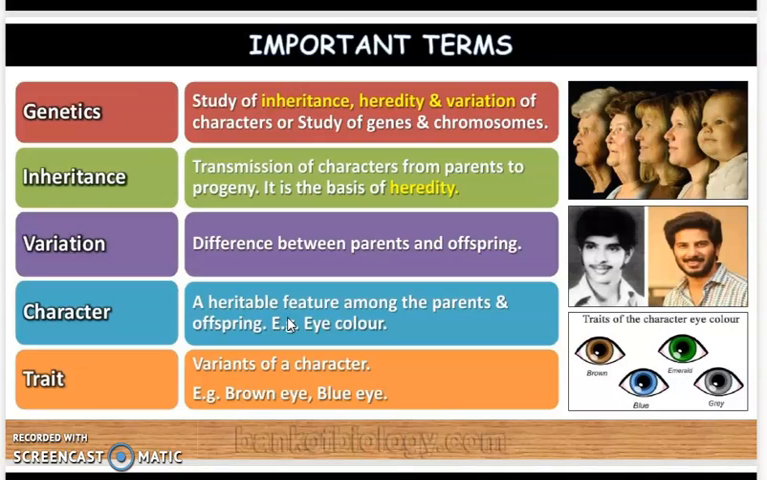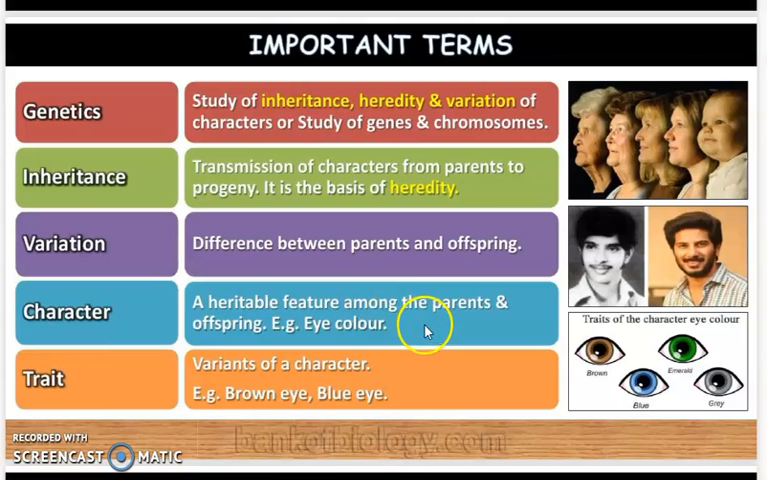And what are traits? These are variants of a character. A character will have different variants in it. For example, eye color is not just black alone in human beings. There are people who have brown eye color, who have blue eye color, and even green colored, emerald colored eye color also, right? So the variations of a character like eye are called traits, right? For example, brown eye, blue eye. The eye is a common character, and in our eyes we are able to find variations of the character. That is called a trait. Understood children? Characters are the features, and traits are the variant forms of those features.